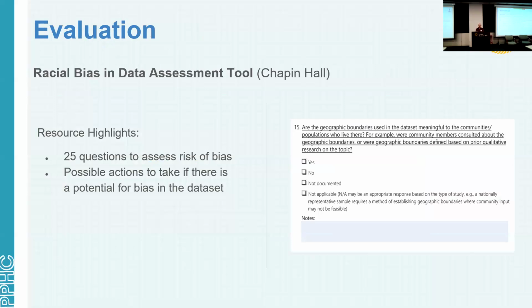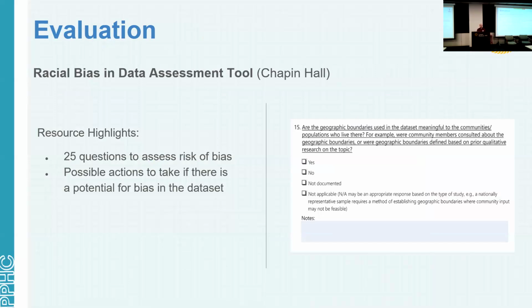Next, we have a resource for evaluation, which is the Racial Bias in Data Assessment tool. This tool can be used to assess the risks of bias in a survey data set before conducting secondary analysis. This tool includes 25 different questions that are focused on design, approach, and data structure. I've included one example on the right side of the screen here.